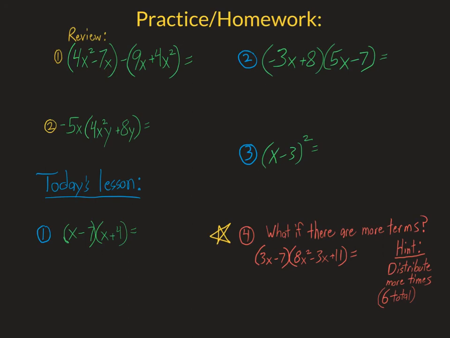What if there are more terms? It's a binomial times a trinomial. Well, binomial times binomial, group of 2 times group of 2 means 4 total arrows, 4 times distributing. So if it's a binomial times a trinomial, the hint tells us we just need to distribute more times. You just need to get everything connected. Each term in that front binomial distributes to each of that back trinomial. You'll end up with 6 arrows, 6 distributings, and there you go. Give it a shot.